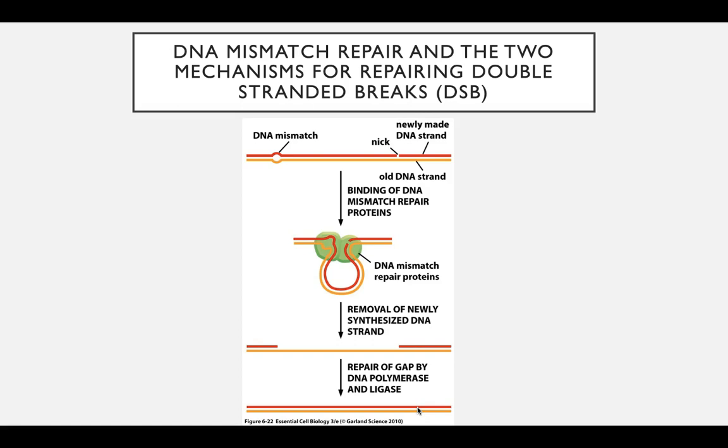Normally, a mismatch is recognized in the newly synthesized DNA. That DNA is cut. The mispaired nucleotides and neighboring nucleotides are removed and replaced with the correct nucleotides and finally sealed in the DNA backbone. So this is shown right here in this process on this slide.